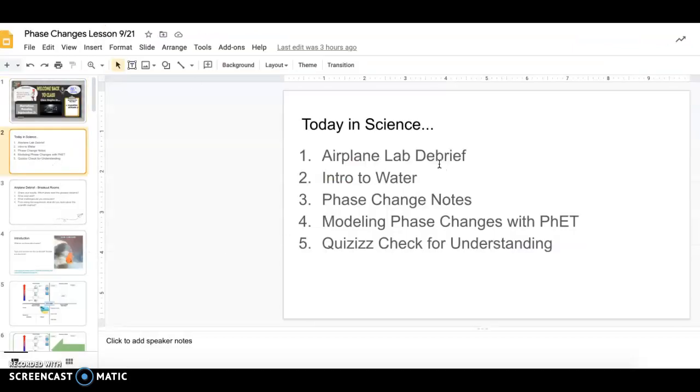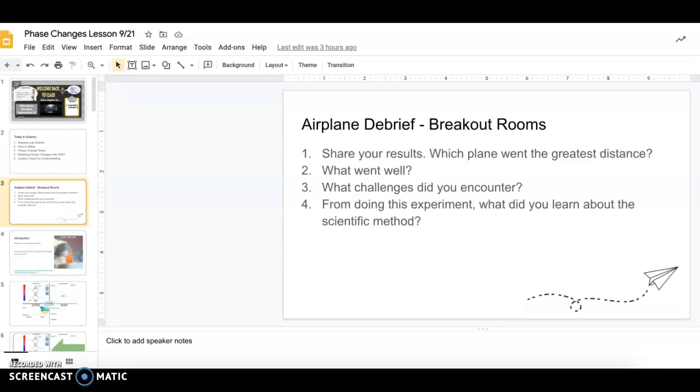We're going to do an airplane lab debrief. We're going to introduce water, do the notes, and then we're going to model phase changes using PhET. So first of all, we're going to go into breakout rooms. You're going to share your result of the airplane lab, which plane went the greatest distance for you, what went well in the lab, what challenges you encountered, and what you learned about the scientific method. After this, we're going to come back to the main room and share.